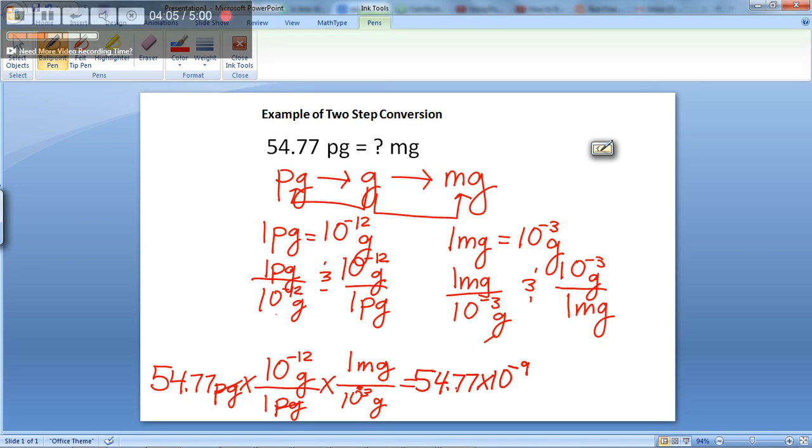Now if I want to put that in scientific notation, I can move that one place to the left, and that would leave me with 5.477 times 10 to the, one place to the left, that's minus 9 plus 1 gives me a negative 8.